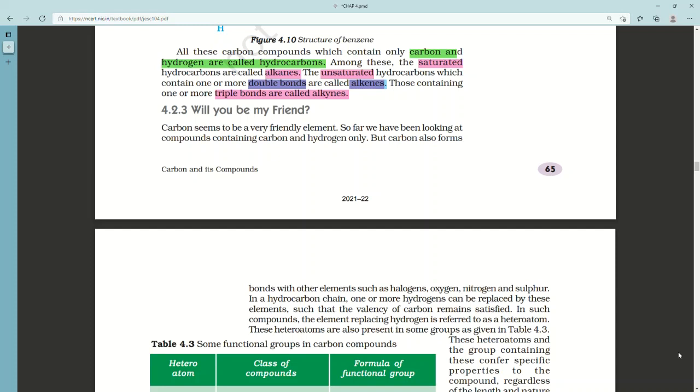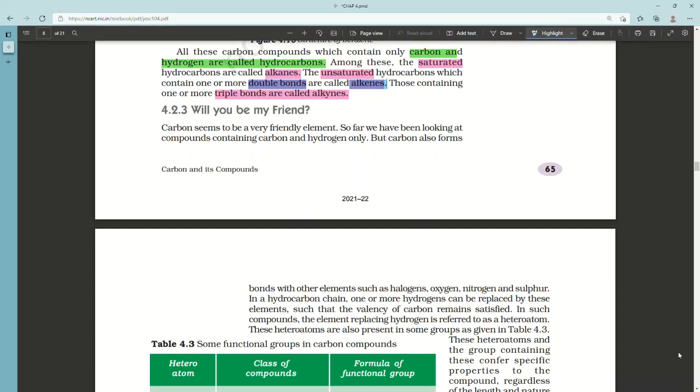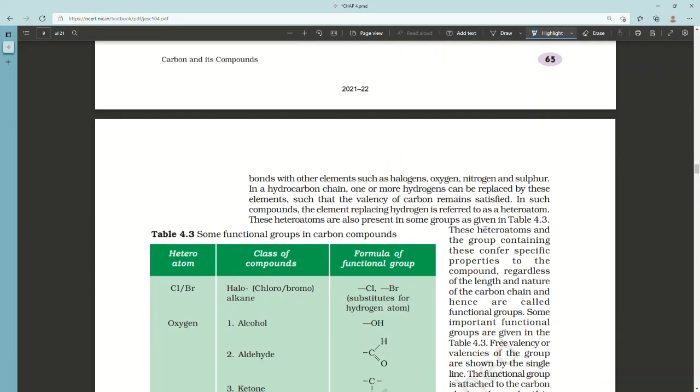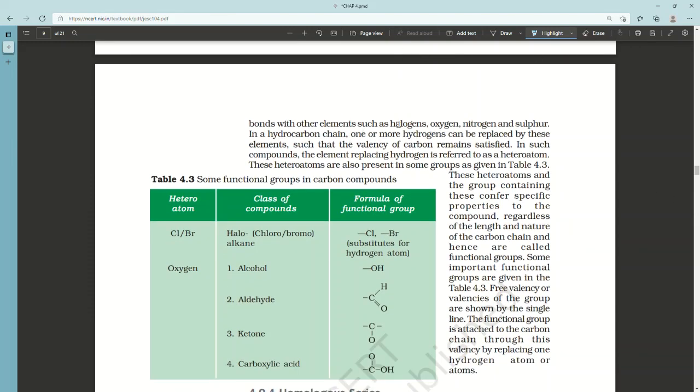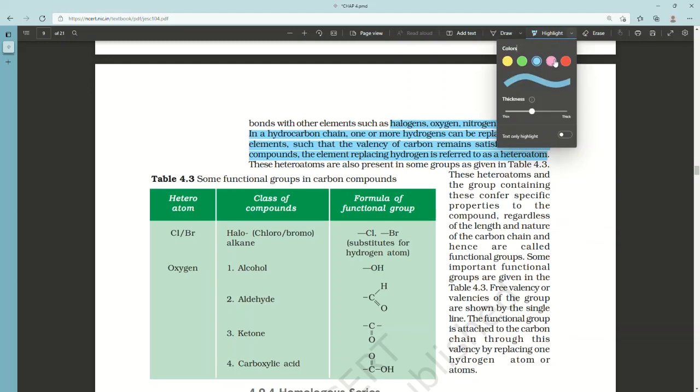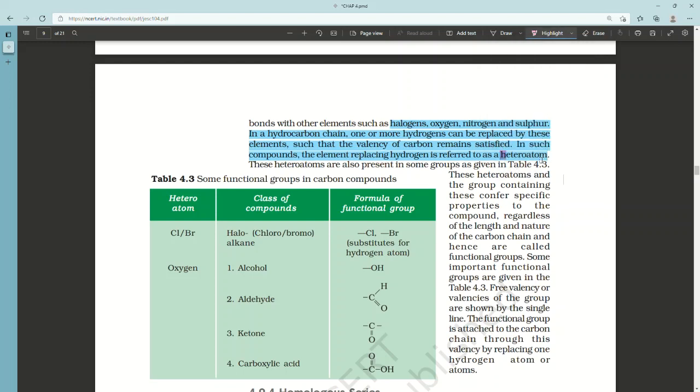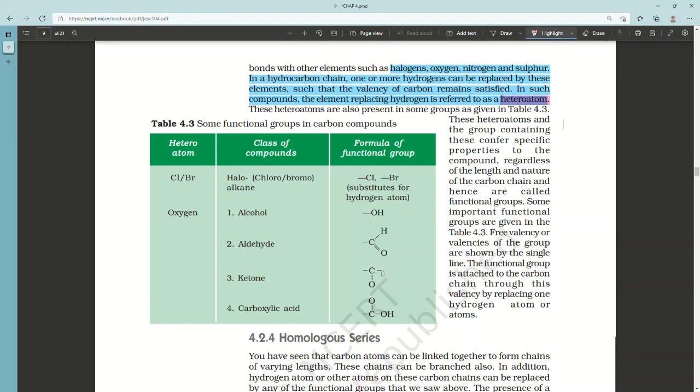Heteroatom: oxygen. Class of compounds: first, alcohol, free valency single bond OH. Second, aldehyde, free valency single bond carbon, single bond hydrogen, carbon double bond oxygen. Third, ketone, free valency carbon double bond oxygen, carbon single bond free valency. Fourth, carboxylic acid, free valency carbon double bond oxygen, carbon single bond OH.